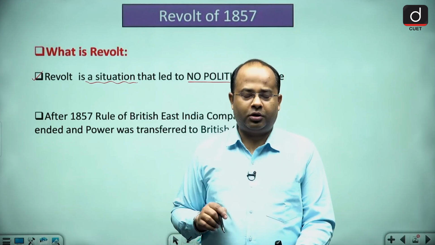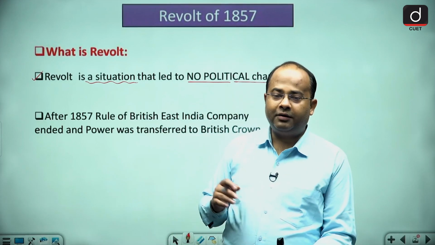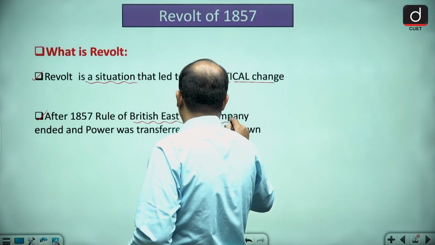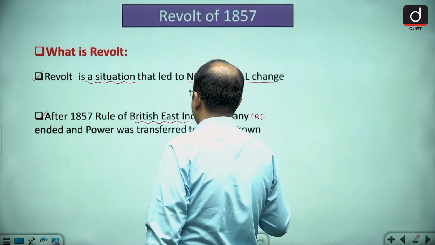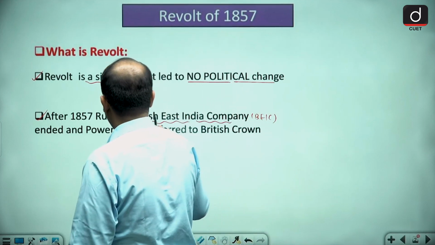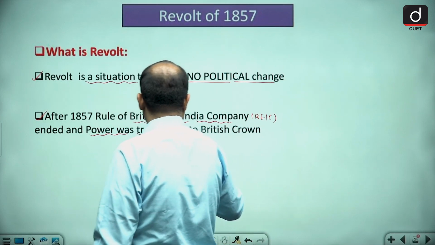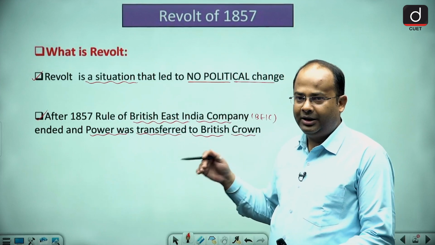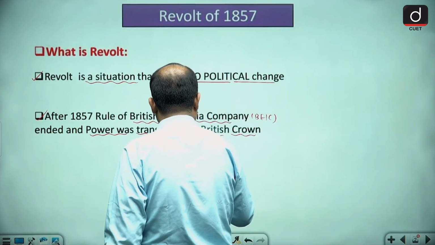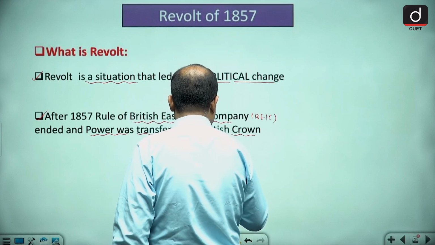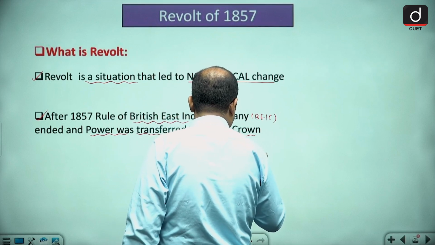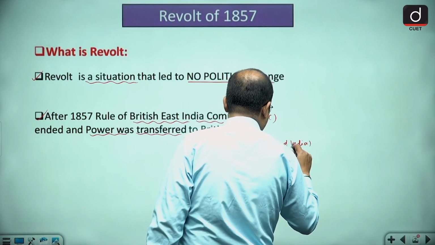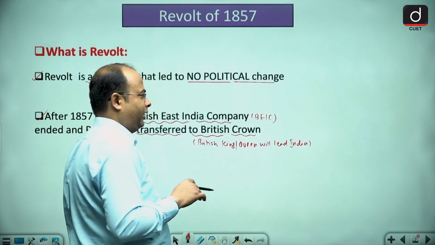Now what happened after the Revolt of 1857? The rule of the British East India Company came to an end. The rule of the British East India Company is also written as BEIC. It came to an end and power was transferred to the British Crown. British Crown means that now the British monarch, the British king or queen, will lead India. So now India will come under the British Crown.